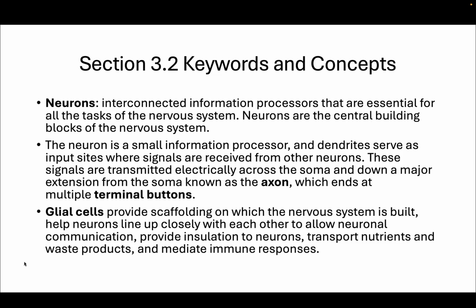And then we have a connected term here. Glial cells provide scaffolding on which the nervous system is built. Basically, they help the neurons line up nice and closely with one another to allow them to communicate to each other. They insulate the neurons so they don't get harmed by anything. And they transport nutrients, waste products, that kind of thing. Make sure white blood cells are getting there if they need to be.